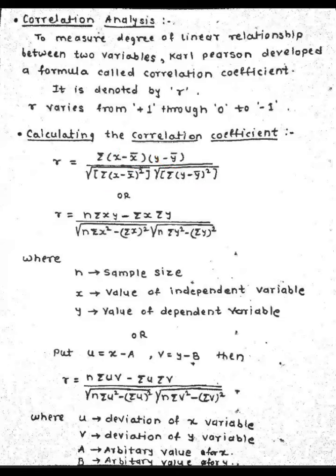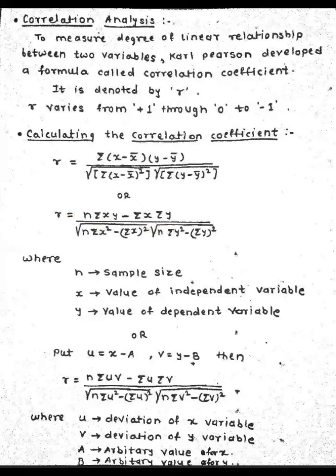There is another formula of r that exists, and it is too easy to remember. The numerator is n into summation of xy minus summation of x into summation of y, whole divided by two square root terms. First, square root of n summation of x square minus (summation of x) whole square, into square root of n summation of y square minus (summation of y) whole square.